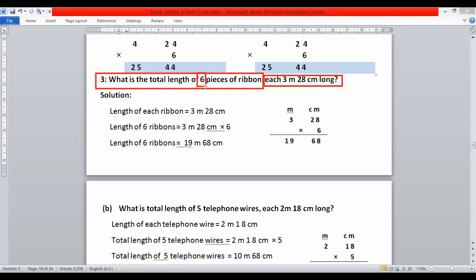Here, given pieces are 6 and the length of each is 3 meter and 28 centimeter. In other words, you can say multiply this length with 6. So first of all, we write the first statement as: length of each ribbon equals 3 meter and 28 centimeter. This is given. And after that, we have to find the length of 6 such ribbons. Just multiply the length of one by 6. Length of each, 3 meter 28 centimeter, multiply by 6.